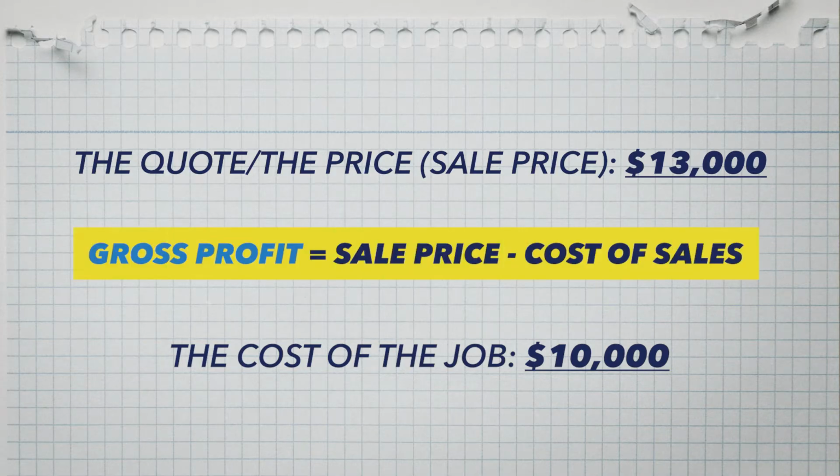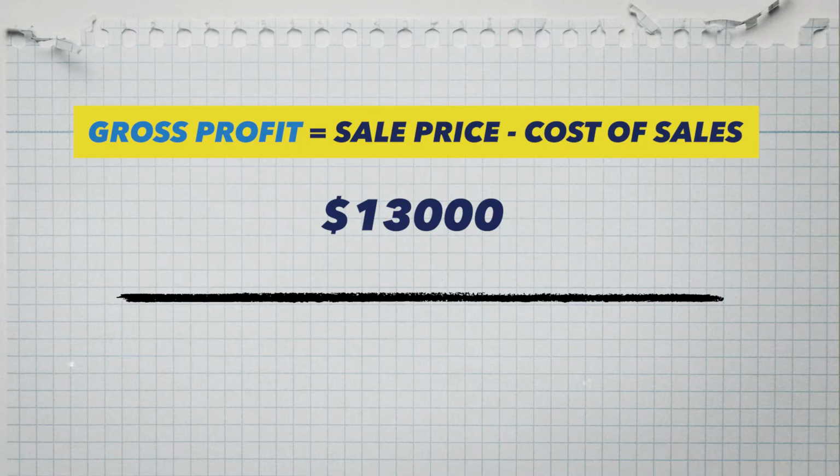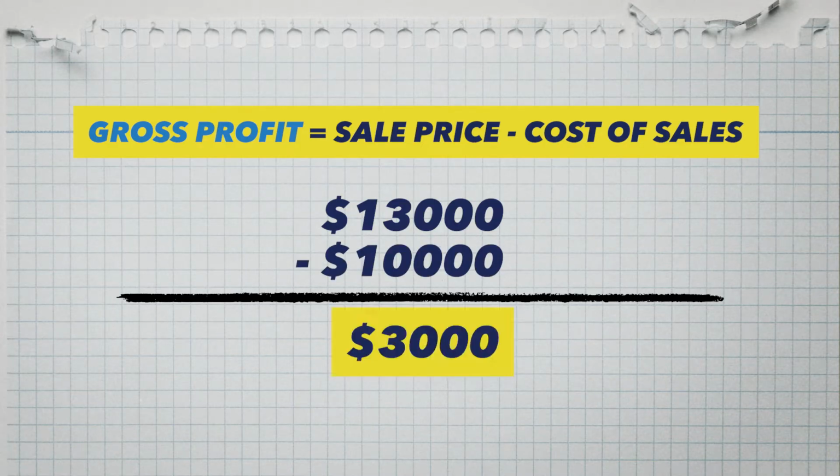Now to calculate our gross profit, we take the sale or the revenue and then we take off the cost of sales. Now that gives us the gross profit. In this case, it'll be $13,000 less $10,000, giving us the gross profit of $3,000.